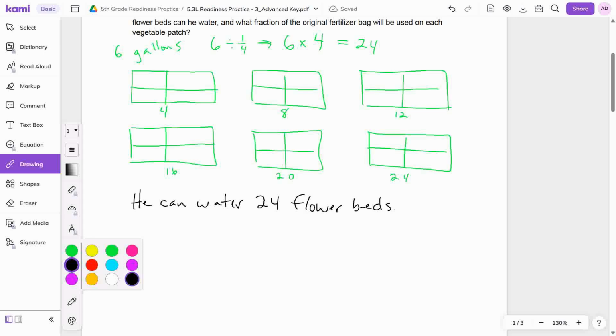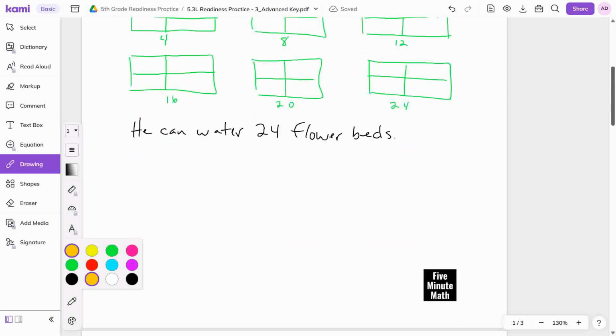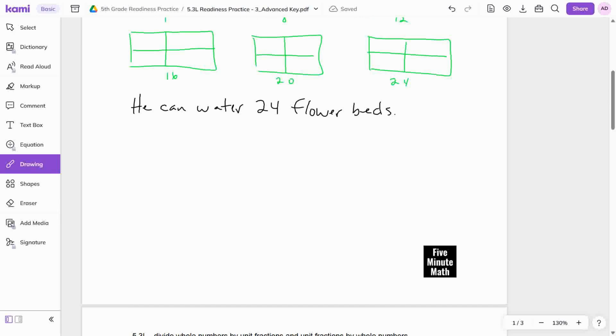We're going to use the fertilizer, and we'll use orange for that. Now, that one's slightly different. He has a third of a bag of fertilizer and wants to evenly distribute it among 2 vegetable patches. So I'm going to draw a third right here. I'm going to draw a rectangle, and I'm going to get a third like this. I'm going to cut it into 3 parts. I'm going to shade in this one right here.